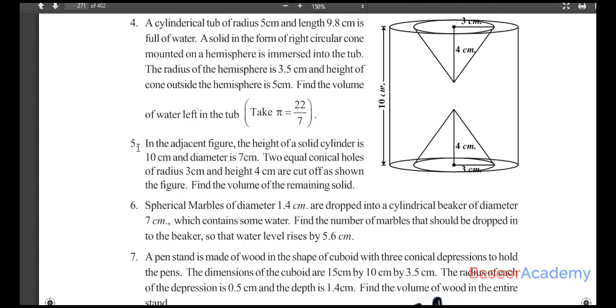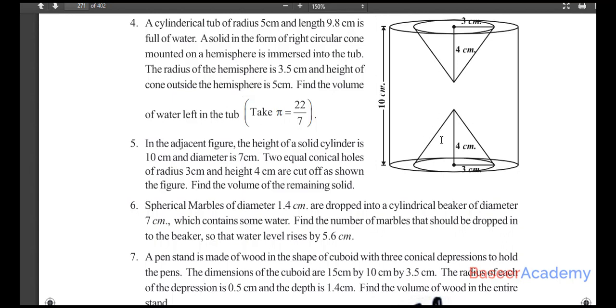In the adjacent figure, the height of solid cylinder is 10 centimeter and diameter is 7 centimeter. So the height here is given as 10. The diameter is 7. Two equal conical holes of radius 3 centimeter and height 4 centimeter are cut out as shown in the figure. Find the volume of remaining solid.